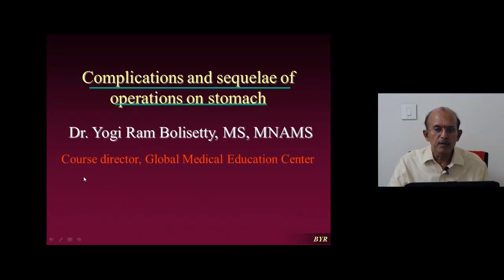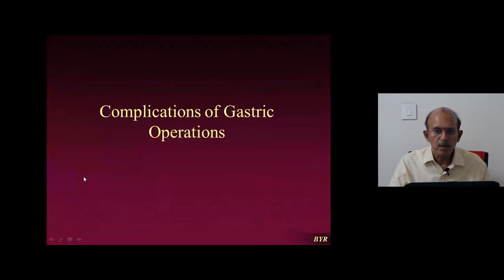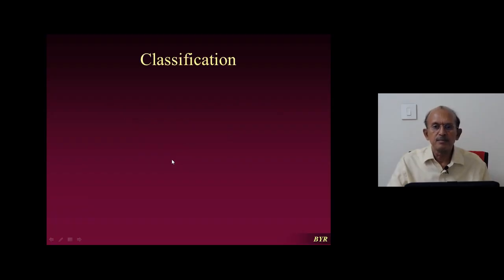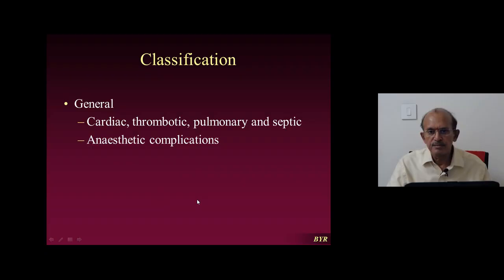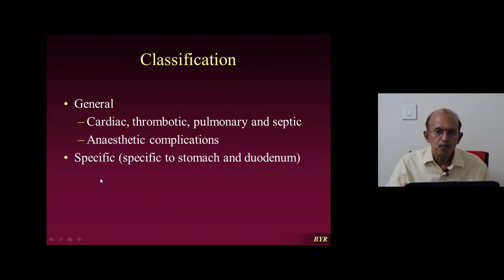So, complications and sequelae of operations on the stomach. Complications of gastric operations are classified as general complications and local complications. General complications being the cardiac, the thrombotic complications, pulmonary complications, and septic complications. Then anesthetic complications. Then complications specific to the stomach and duodenum.